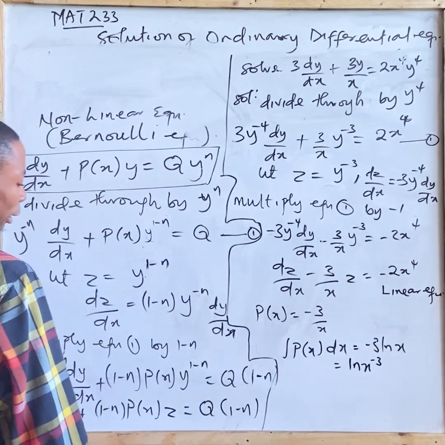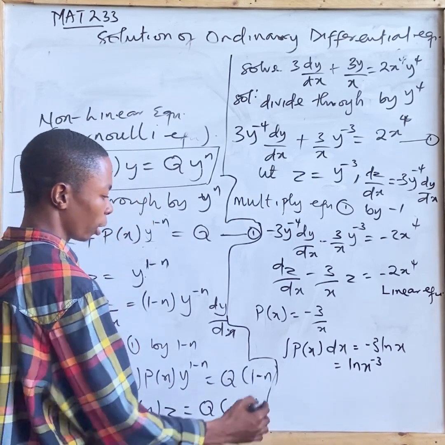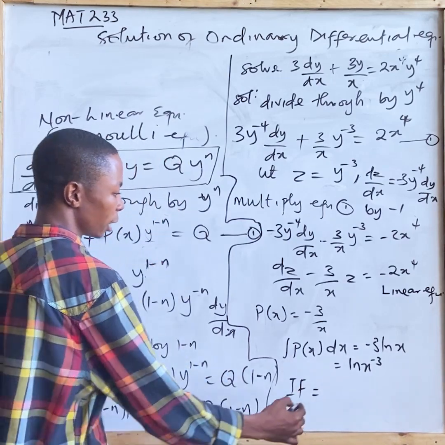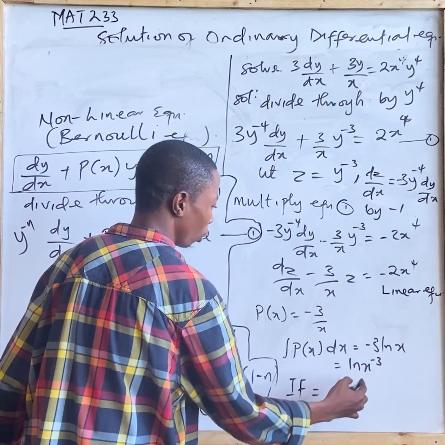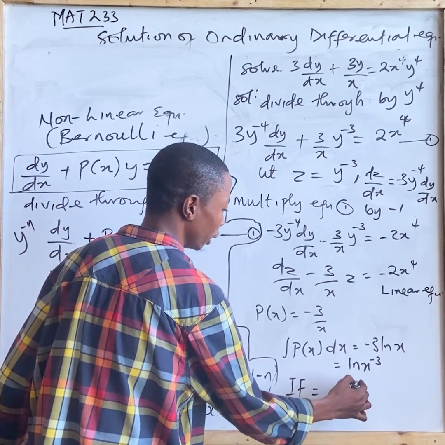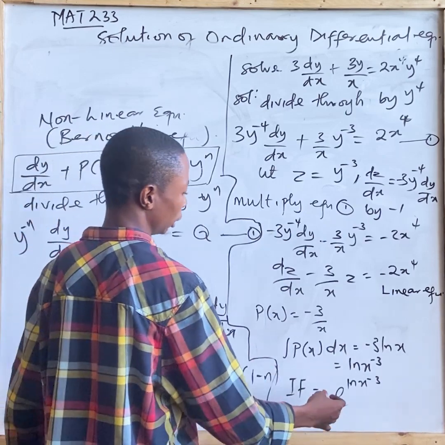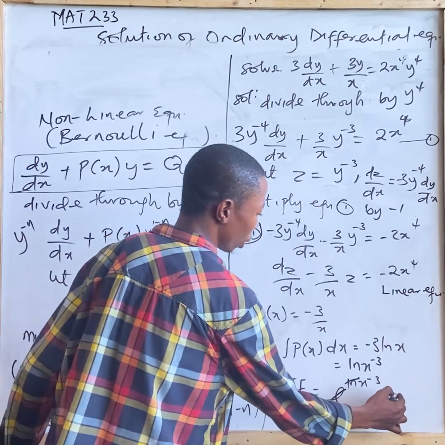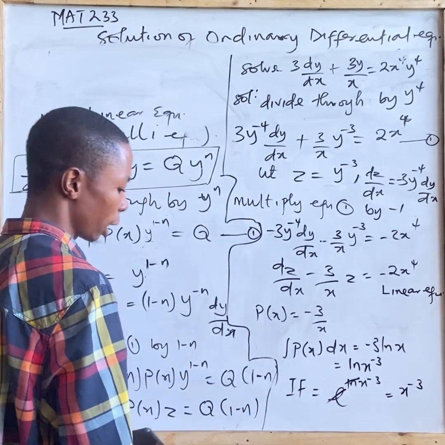So after doing that, the next thing is to obtain the integrating factor. So the integrating factor, as I said earlier, is the exponential of whatever I got here. So e to the ln x^-3. And you know that e and ln are inverses of each other, so ln and e will cancel out. So we are going to have x^-3. So our integrating factor is x^-3.